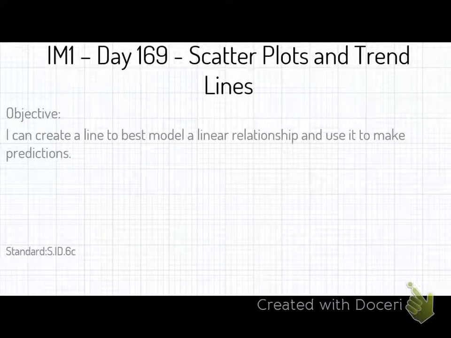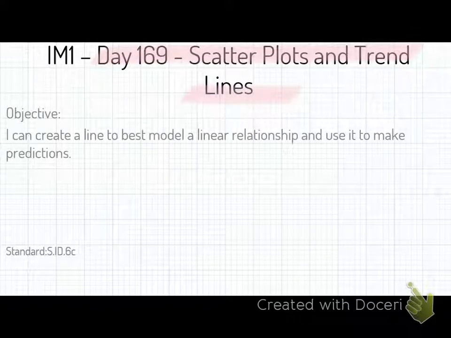Okay, today we're going to talk about scatter plots and trend lines. So if you're watching this video, please pause the video and write down just this title in your notes.